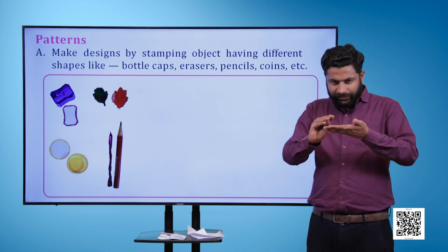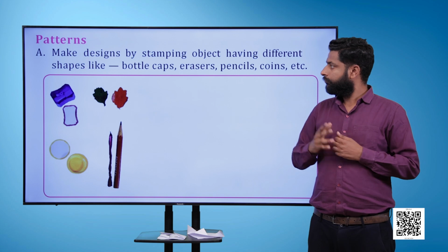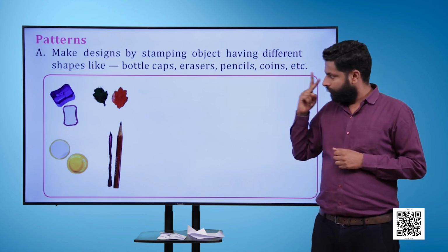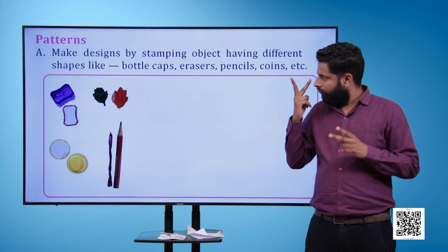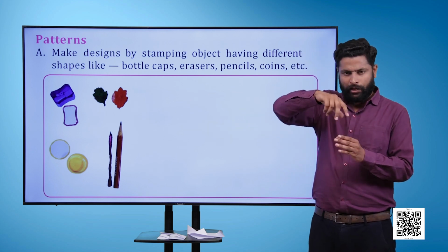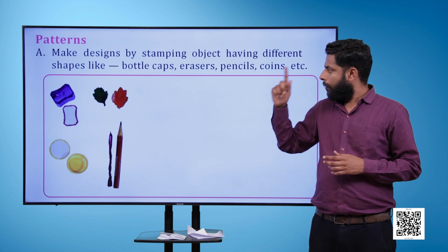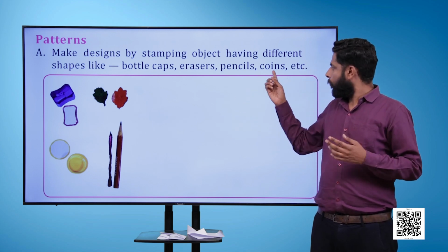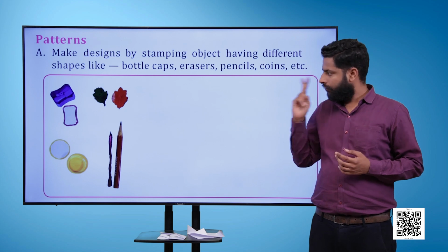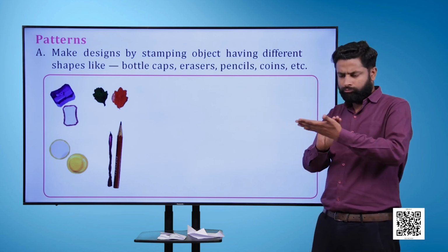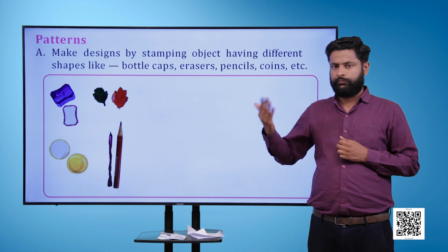Patterns. A. Make designs by stamping objects having different shapes like bottle caps, erasers, pencils, coins, etc. In the space given here, we have four images. The first one is a sharpener, then a bottle cap, a pencil and a leaf. And we also have designs obtained after stamping them. Fill the rest of the space with your own design.